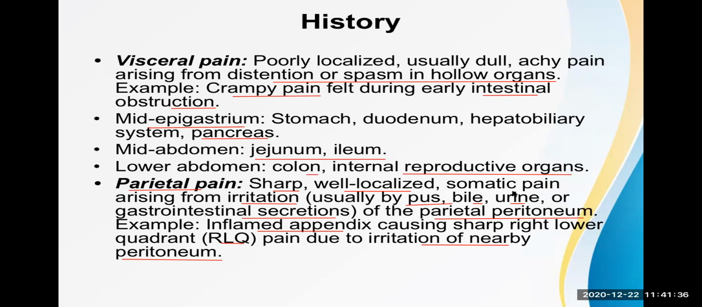Later on, when infection increases there, it will lead to irritation or involvement of the parietal peritoneum in the right iliac fossa region. After that, the pain shifts to the right iliac fossa and becomes sharp and localized pain. This is the perfect scenario describing visceral pain and parietal pain. Let's move on.